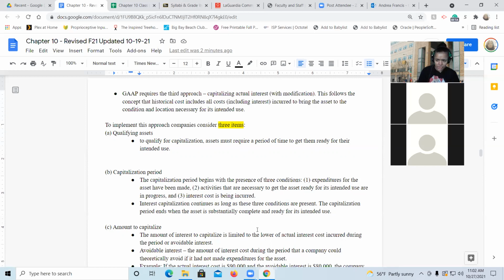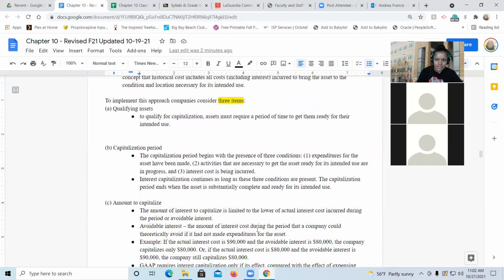And when do you stop capitalizing interest? When the asset is ready, or what they call substantially complete and ready for its intended use. A question would usually tell you a date by when the asset would be ready for its intended use. And that's when you stop the interest capitalization. How much should you capitalize? So there's a rule, as usual, some type of rule.